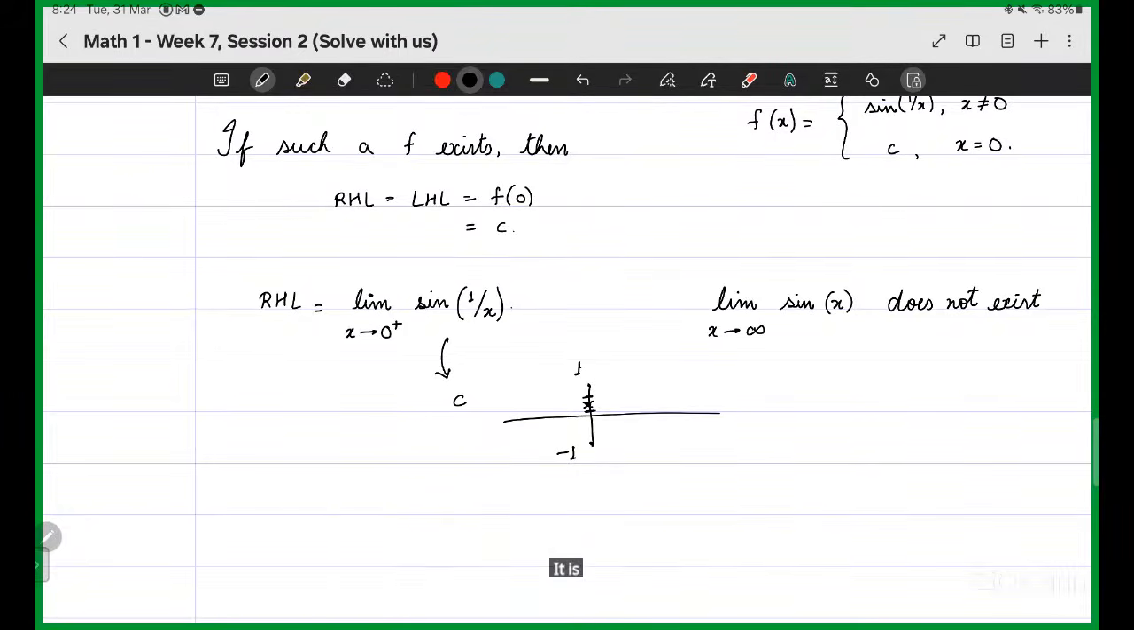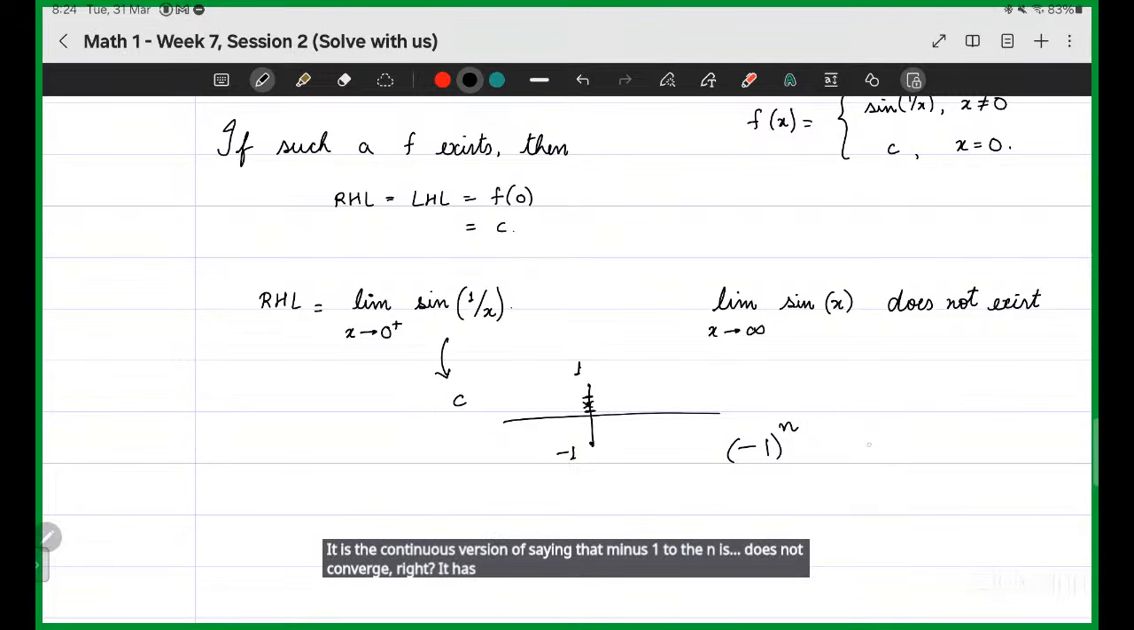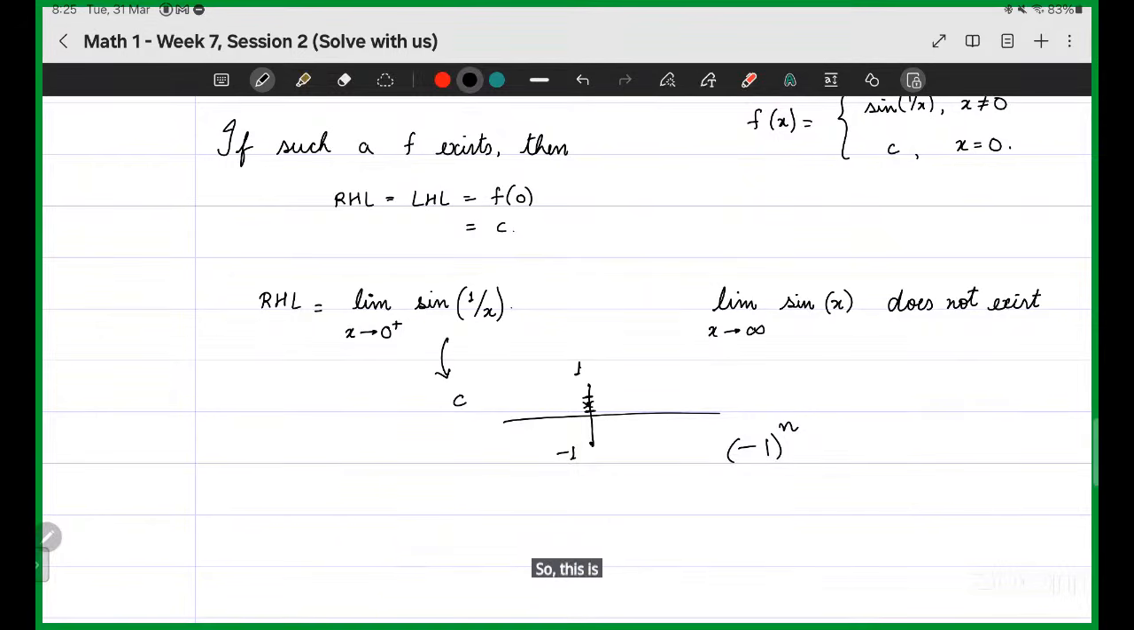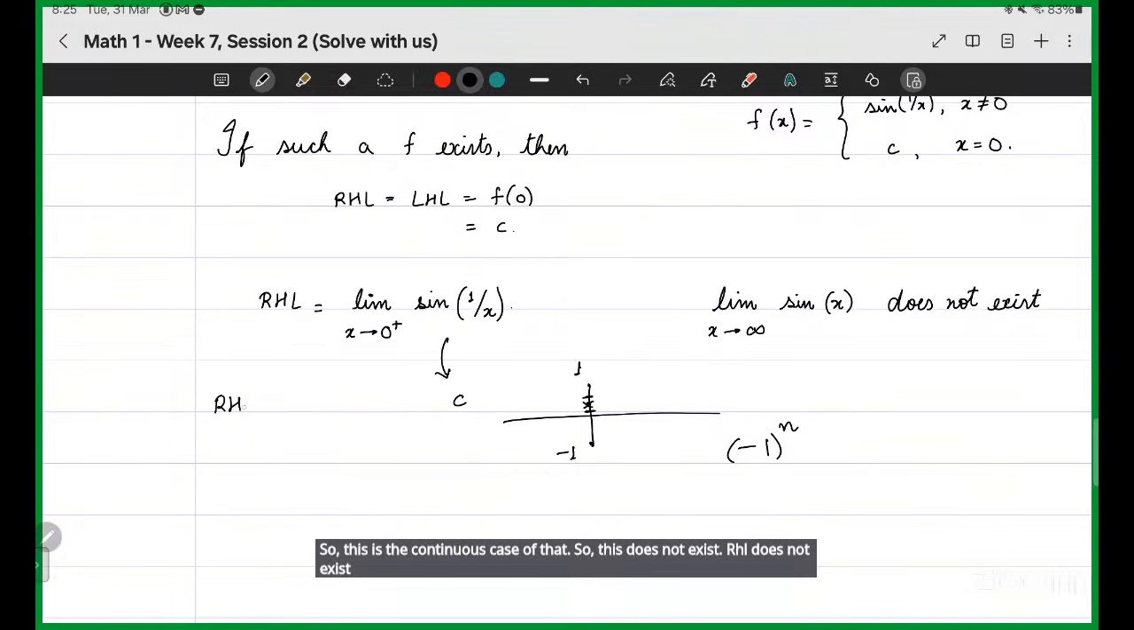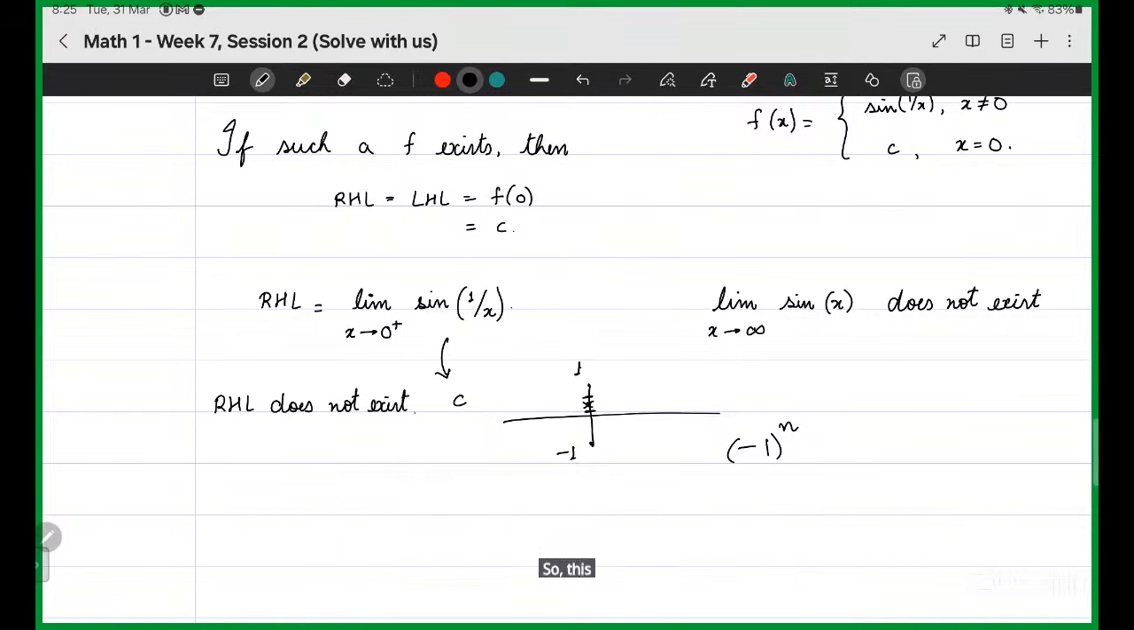It is the continuous version of saying that -1 to the n does not converge, right? It has -1, plus 1, -1, plus 1, so it doesn't really stabilize at any point. So this is the continuous case of that discrete case. So this does not exist. RHL does not exist. Similarly, you can argue that LHL does not exist also. So this condition cannot be satisfied.